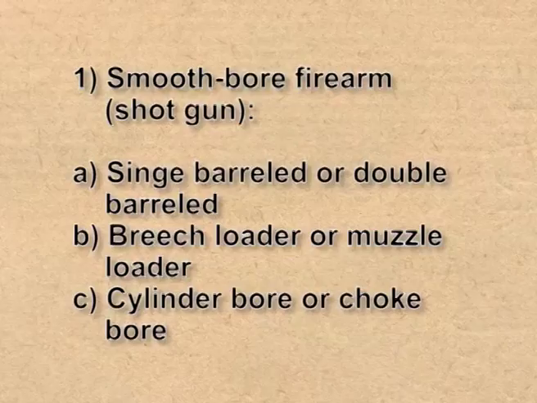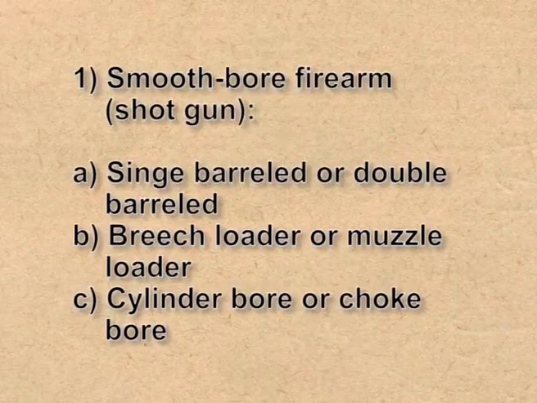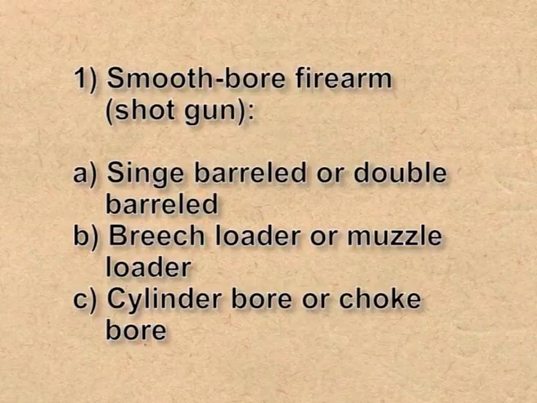They are classified as follows. Number 1 is smooth bore firearms, also called shotguns. They are further divided into single barreled or double barreled. The other category is the breech loader or muzzle loader, and the third category is the cylinder bore or the choke bore. Other than smooth bore, the other category is the rifled firearms.